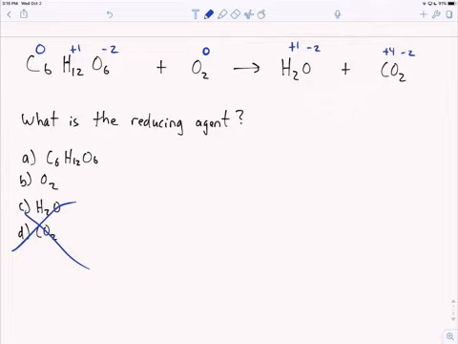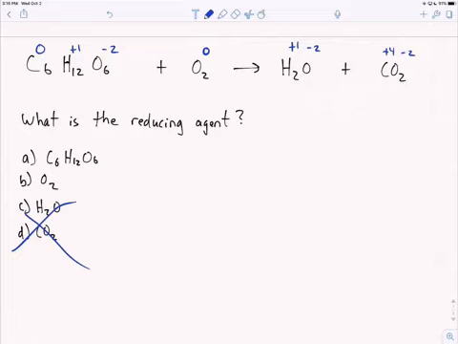Yeah. Correct. So if you didn't know that, there's a couple ways you can find out that this is the reducing agent. Do you remember what I told you the most common reducing agents were? Fuels. Fuels are the most common reducing agents, and glucose is a fuel. Oxygen. So what is the most common oxidizing agent? Oxygen. So if this is the most common oxidizing agent, that's probably a reducing agent.